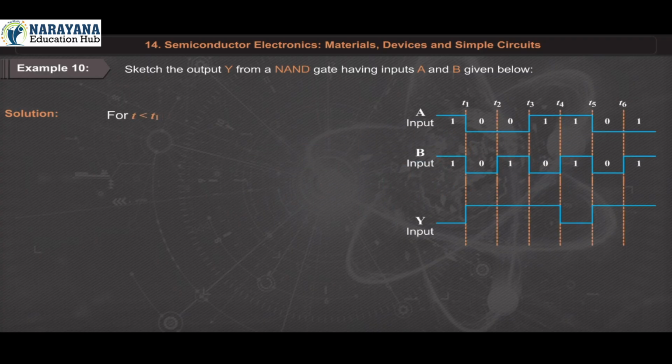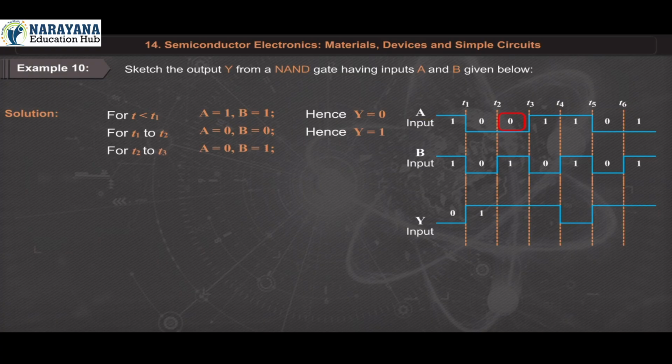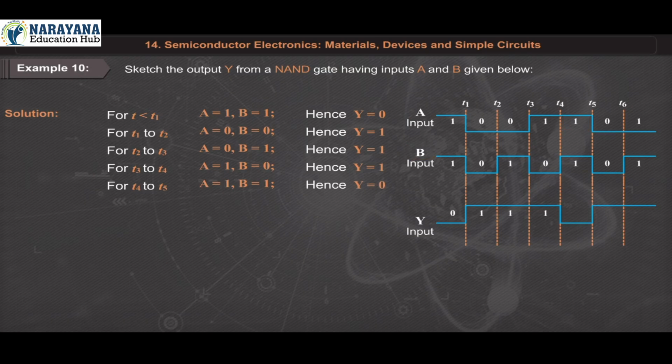Solution. For t < t1, A = 1, B = 1, hence Y = 0. For t1 to t2, A = 0, B = 0, hence Y = 1. For t2 to t3, A = 0, B = 1, hence Y = 1. For t3 to t4, A = 1, B = 0, hence Y = 1. For t4 to t5, A = 1, B = 1, hence Y = 0.